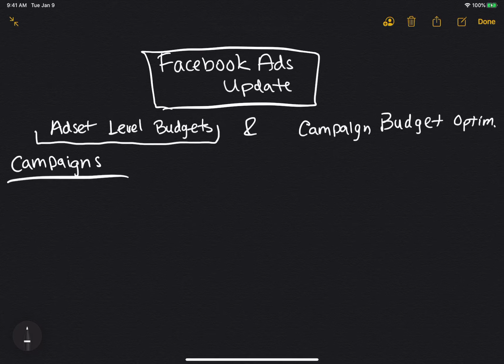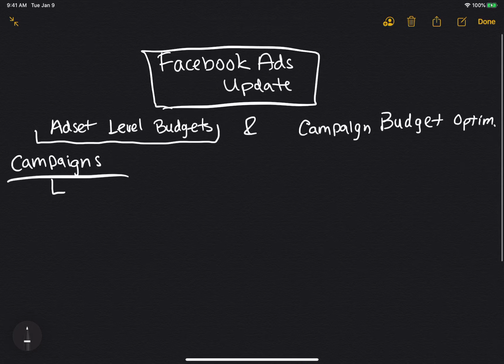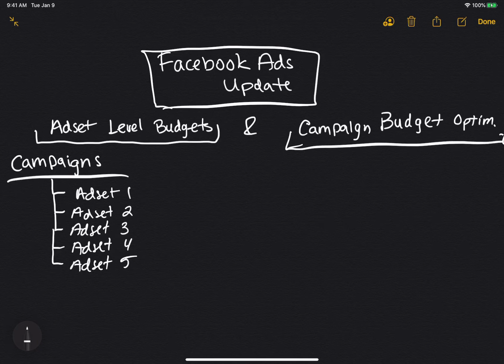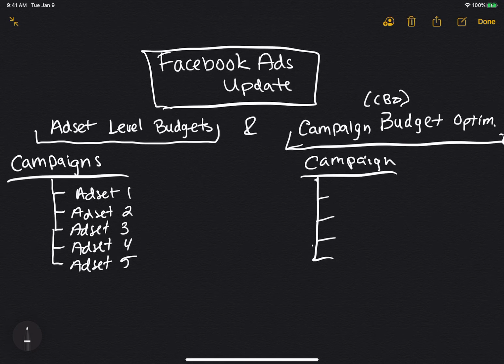But with the ad set level budgets, you have a campaign, and say you have five ad sets: ad set one, ad set two, ad set three, ad set four, and ad set five. And if you were to go with the CBO method, I'm going to add CBO. You would also have one campaign with five different ad sets.